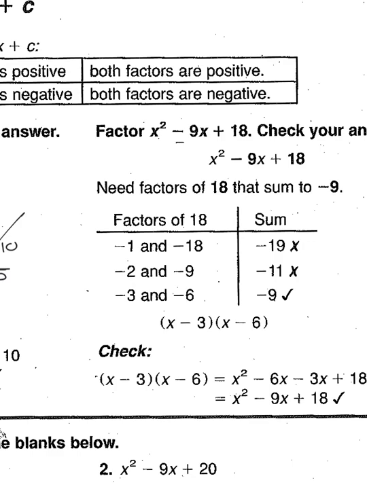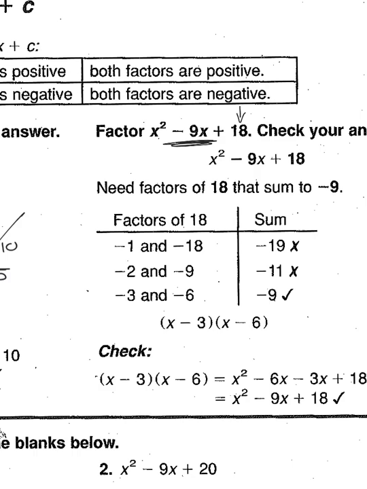But if you look at your B value, that's negative. So that means that we're going to need to choose the factors of the C value that are negative, right? So if I look at the factors of 18, I have -1 and -18. When you add that, you get -19. If you have the factors of -2 and -9, that's going to add up to give me -11. If we have -3 and -6, that's going to add up to give me -9.